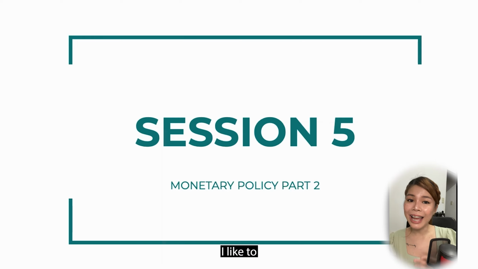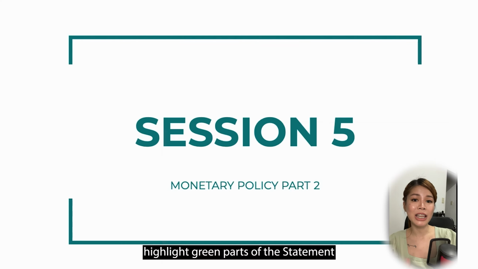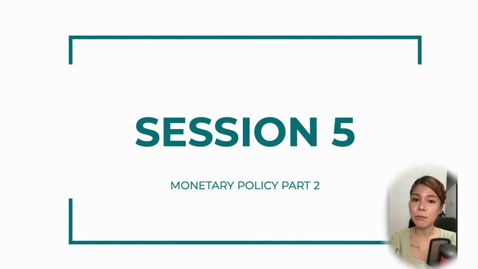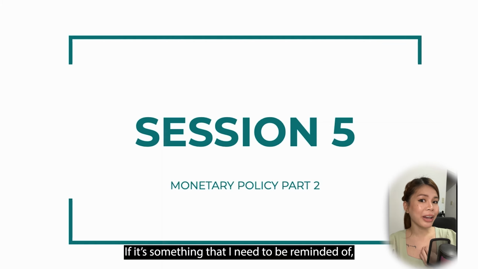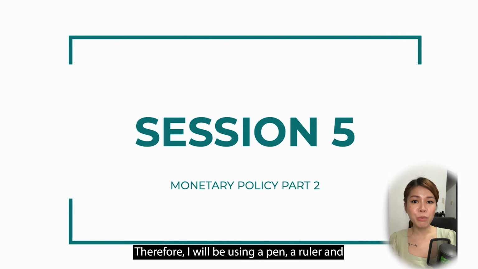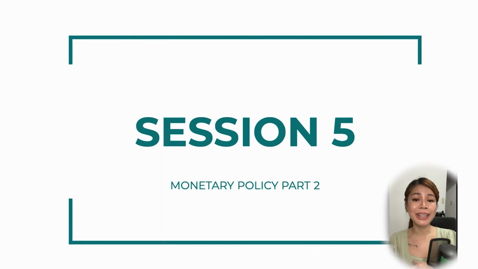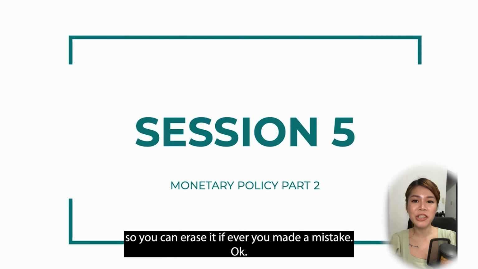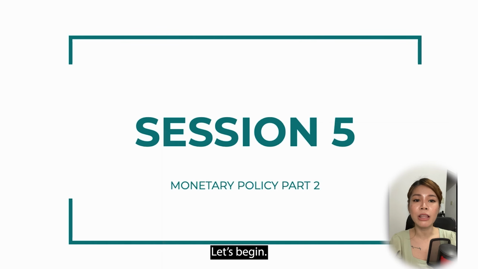Second, you have to create your own system of taking notes. Personally speaking, I like to highlight in green parts of the statements that are good or positive for the economy. If it's bad or negative, I highlight it in red. If it's something that I need to be reminded of, I highlight in yellow. Since I write on a printed copy, I like to underline some parts as well. Therefore, I will be using a pen, a ruler, and a highlighter. As a pro tip, use a friction pen and a highlighter so you can erase it if you ever make a mistake. Okay, so let's begin.